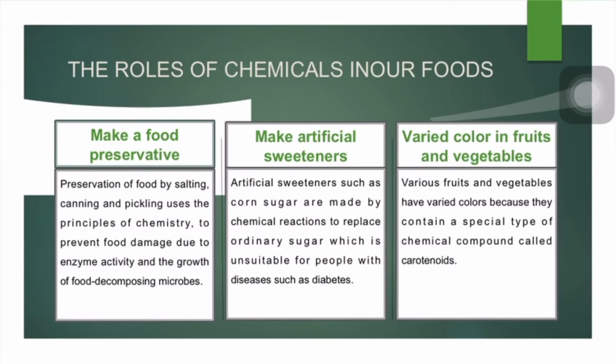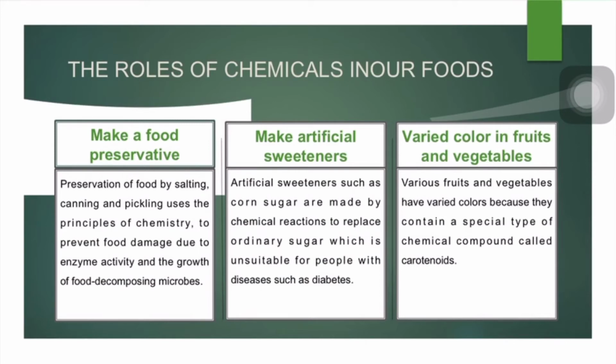Preservation of food by salting, canning, and pickling uses the principle of chemistry to prevent food from damage due to the enzyme activity and the growth of food decomposing microbes. Jadi, untuk membuat pengawet makanan itu bisa melalui proses kimia juga, sehingga makanan bisa awet dan tahan lama.